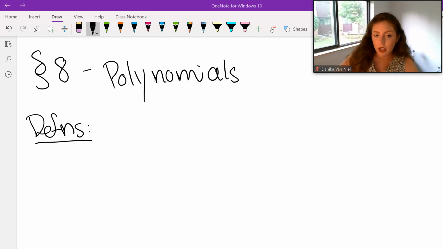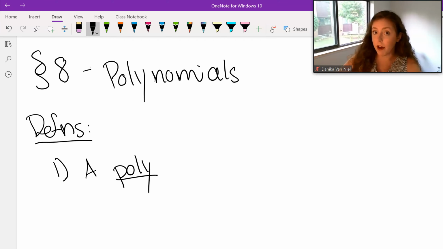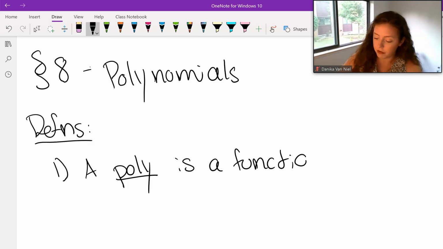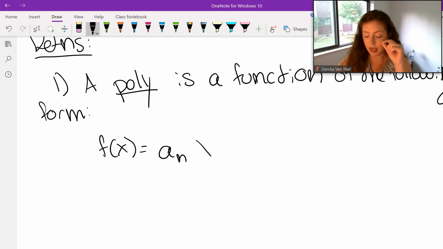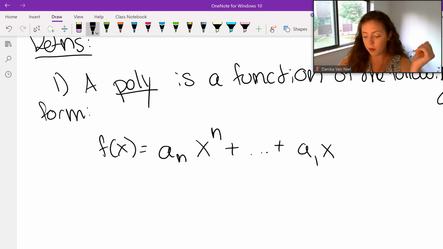All right, so now we're on section 8 with polynomials. So I just want to start with a couple of definitions. So first, a polynomial, and I'm going to shorten that to poly a lot, is a function of the following form. So maybe let's call it f of x, and this is equal to, let's say, a sub n x to the n, plus dot dot dot. That just means I'm going to continue the pattern. You haven't seen the pattern yet, but I'm going to continue it. a1 x plus a0. Okay?